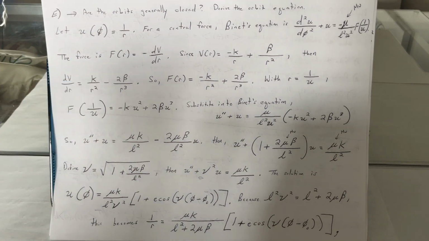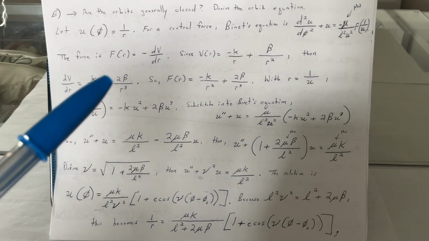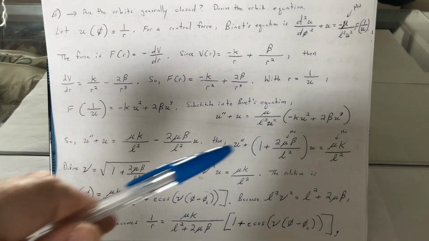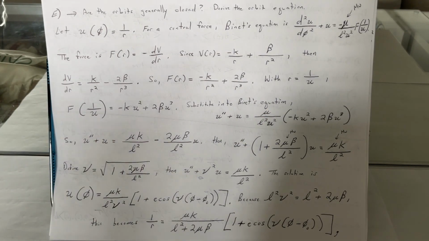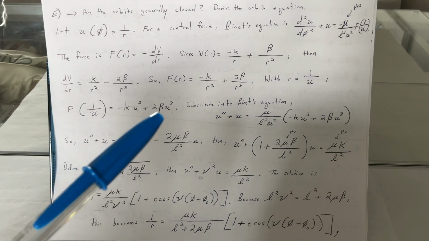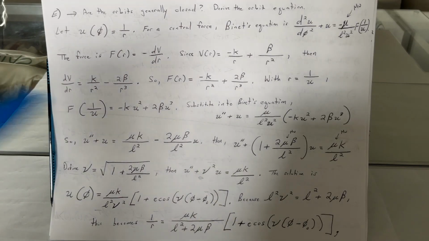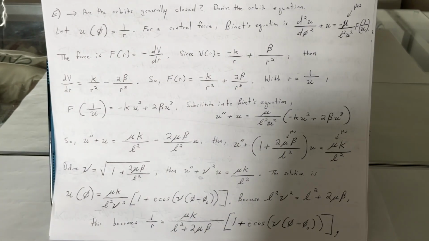So the force is F of r equals negative dV dr, and since V of r equals negative k over r plus beta over r squared, then dV dr equals k over r squared minus 2 beta over r cubed. So F of r equals negative k over r squared plus 2 beta over r cubed. With r equals 1 over u, f of 1 over u equals negative k u squared plus 2 beta u cubed. We substitute into Binet's equation: u double prime plus u equals mu over L squared u squared times that quantity, negative k u squared plus 2 beta u cubed.